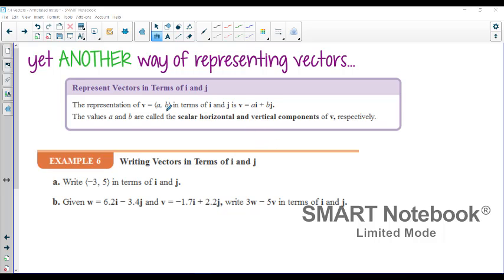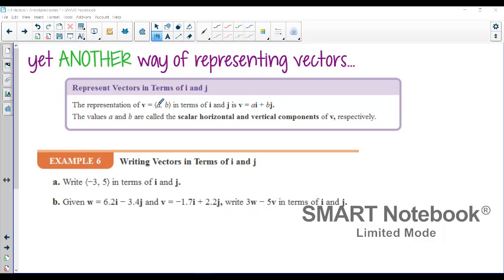So we have seen how you can represent a vector on a graph. We have seen the representation with these sideways bent ordered pair bars, you might say. And now we're going to look at another way of representing vectors, and it's in terms of I and J.